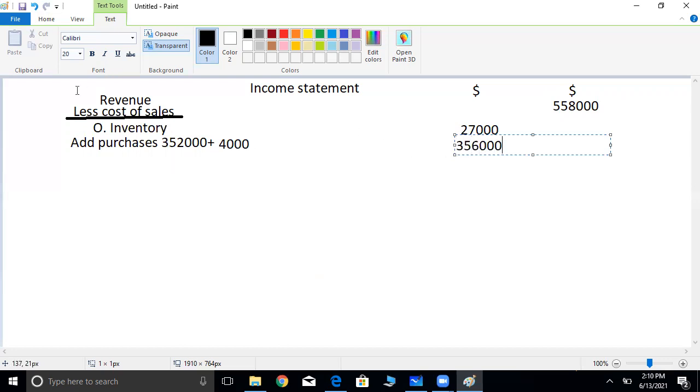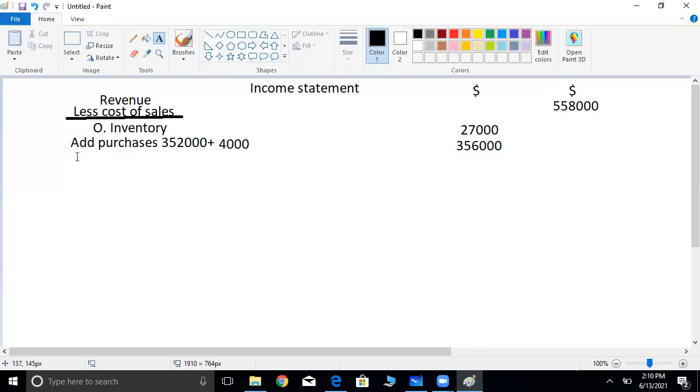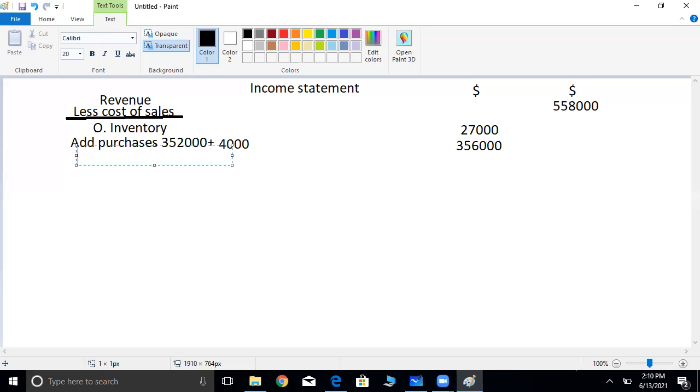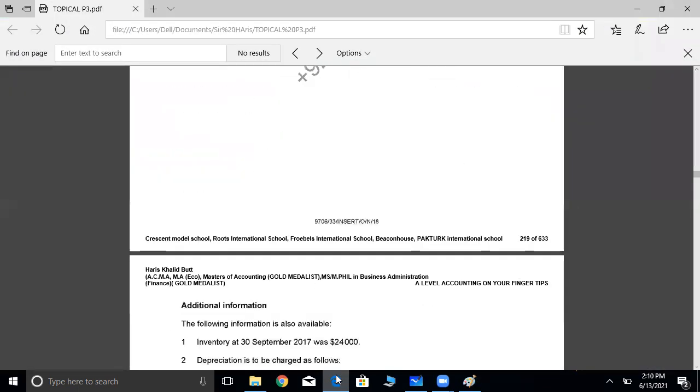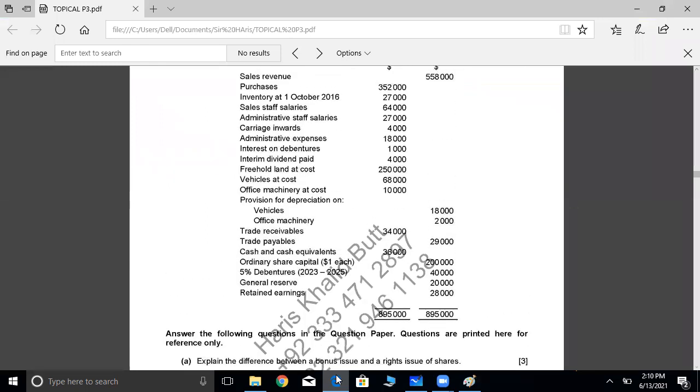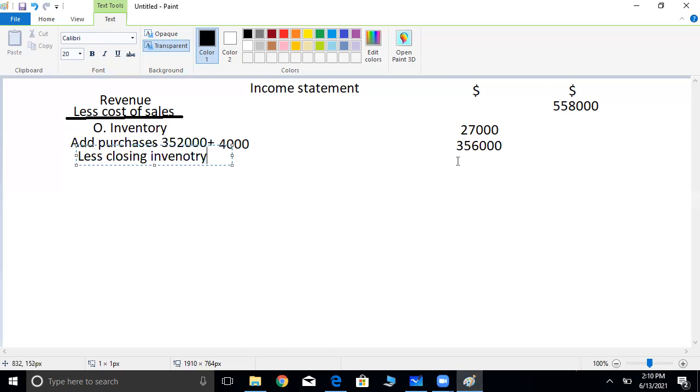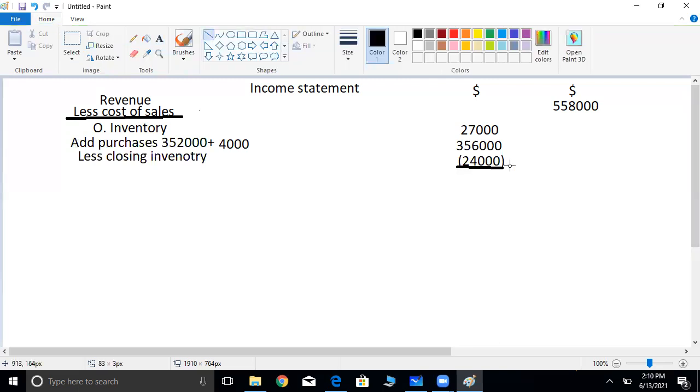Now I will subtract closing inventory from this, so less closing inventory. Let's see what is the closing inventory. Closing inventory is written under, and that is 24,000. So I will write 24,000. Rather, I will subtract from this. You can go for the total first and then you can subtract. It's up to you. Or you can write it right now. ये आपकी मर्जी है कि आप इसको किस तरीके से शो करना चाहते हैं.